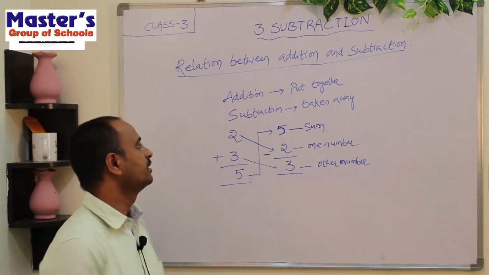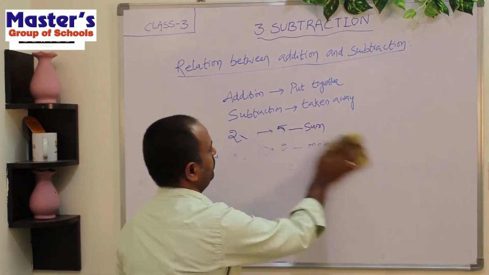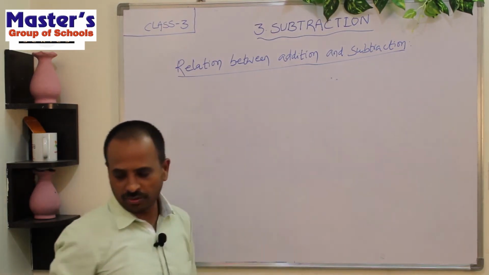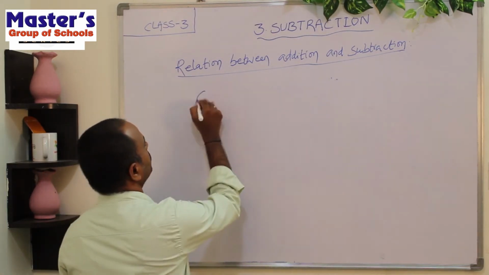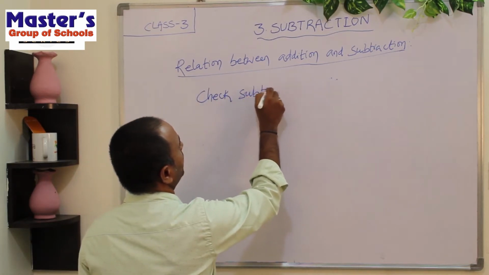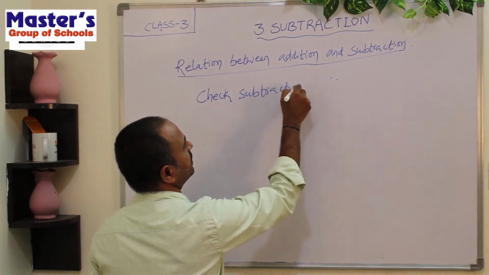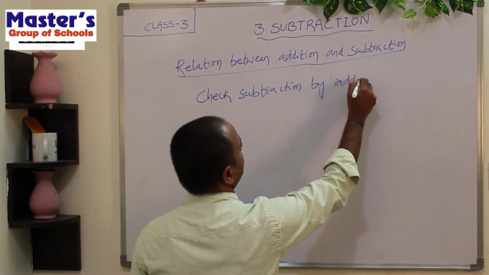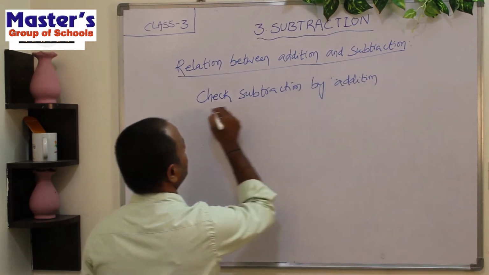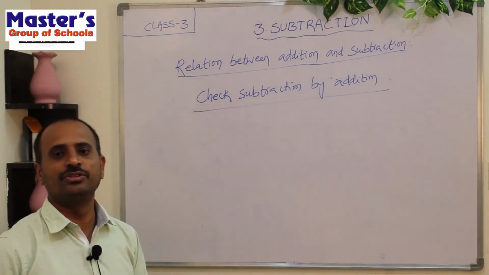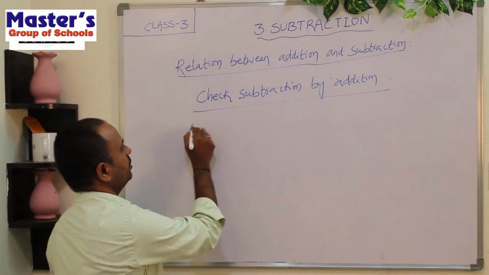How can we check our subtraction? So, checking of subtraction. We check subtraction by using addition. So children, let us see an example. How can we check our subtraction by using addition? Let us see an example.